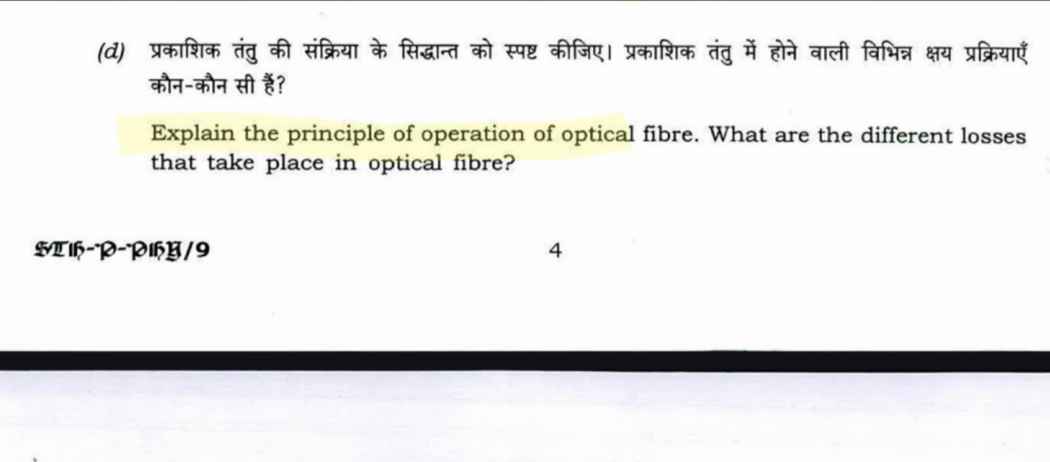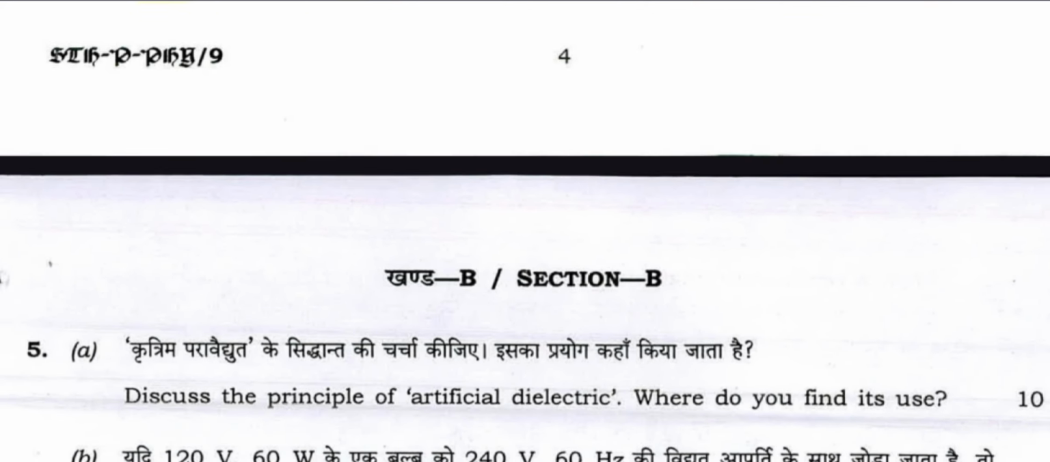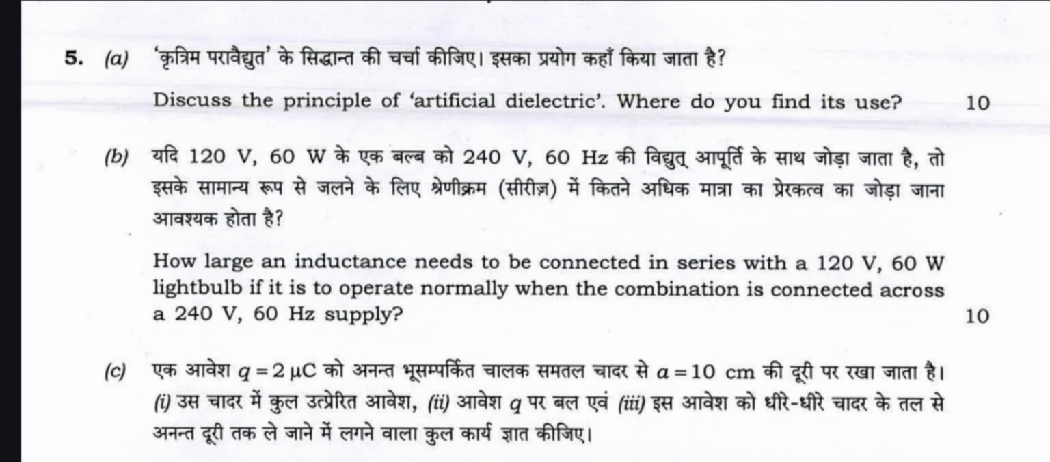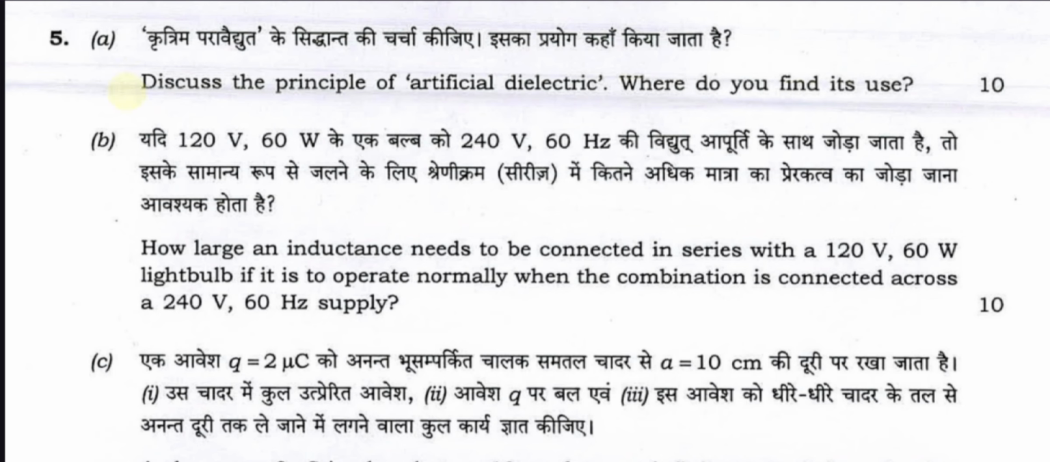Explain the principle of operation of optical fibers. What are the different losses that take place in an optical fiber? This is optical fiber. And section B is here, you see. Discuss the principle of artificial dielectric. Where do you find it used? Dielectric.